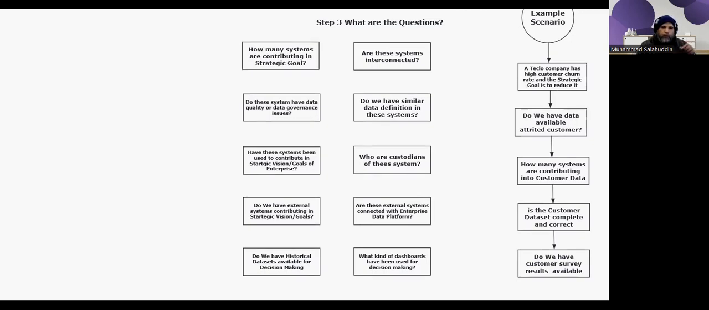It's very funny. Based on the experience we have seen, most of the time, in most organizations which are struggling with data practices and platforms or data assets, they have systems which are sitting there, which are contributing to the strategic goal, but they have not been used. And there could be many factors. The people who actually built this system are now gone.